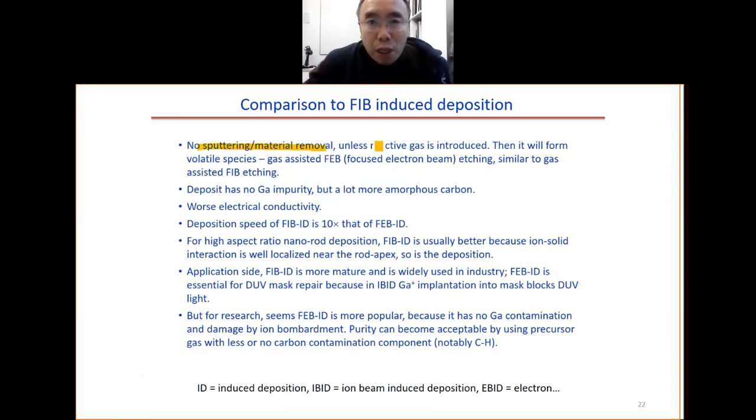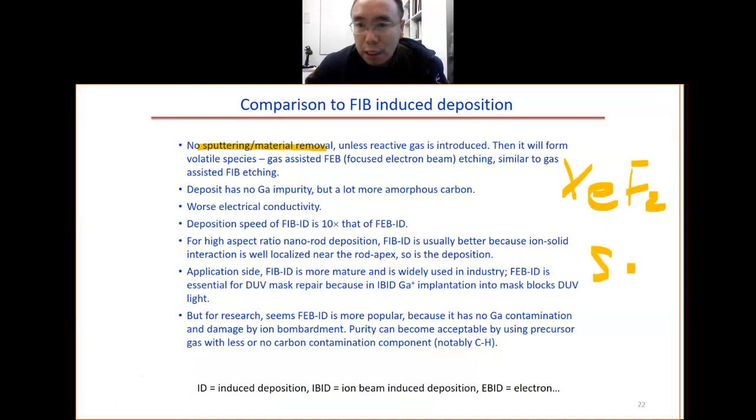But if we add some reactive gases, for instance silicon tetrafluoride, when you add this kind of gases into the chamber, the electron beam can remove material because it will form the volatile product.